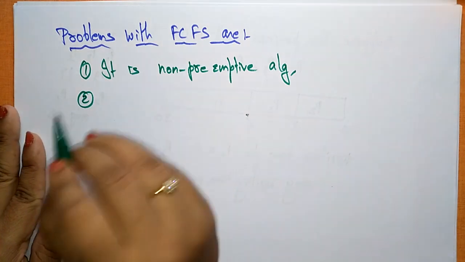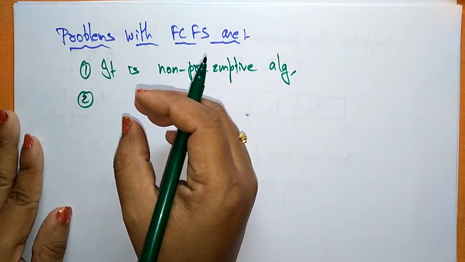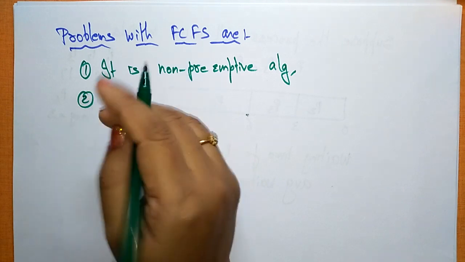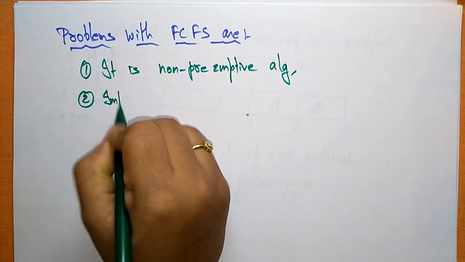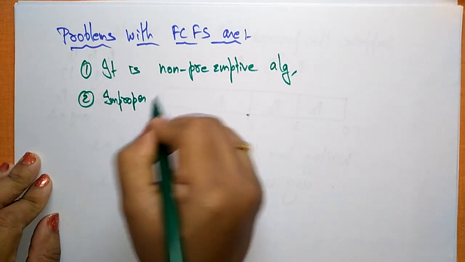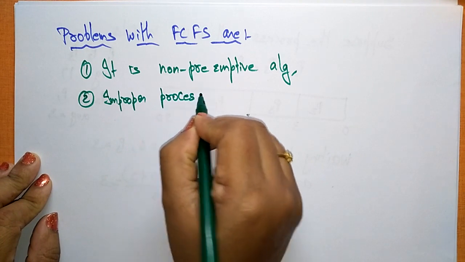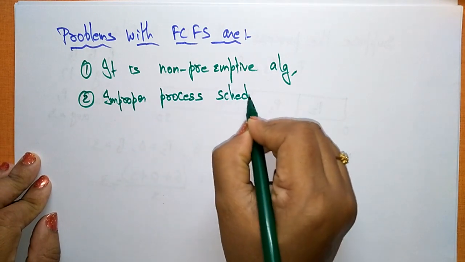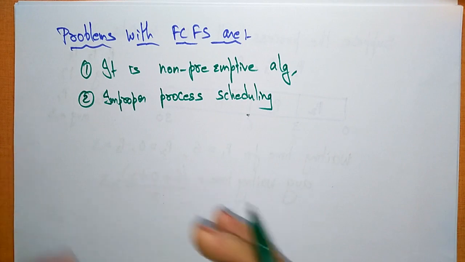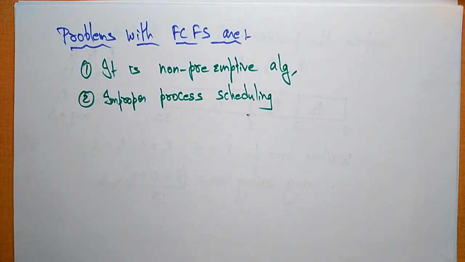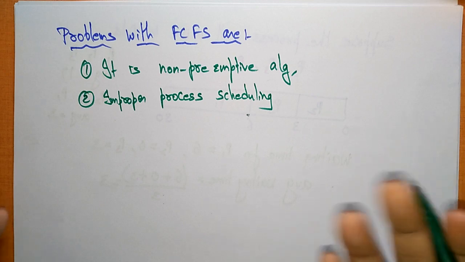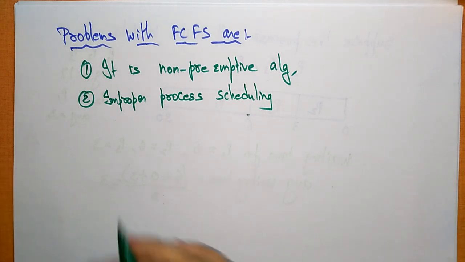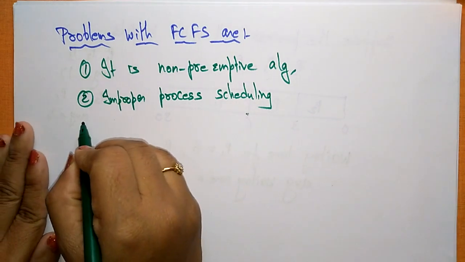Next one, improper process scheduling, where a high priority process has to wait. This is improper process scheduling. Why am I saying this is improper? Because if you take the processes P2, P3, P1, you will get one average time. If you execute P1, P2, P3, you will get another average waiting time. That means this is improper process scheduling. If you give one pattern, you will get one answer like that.